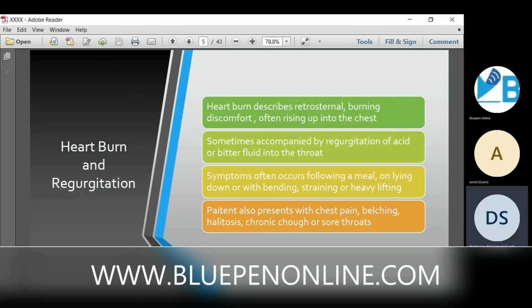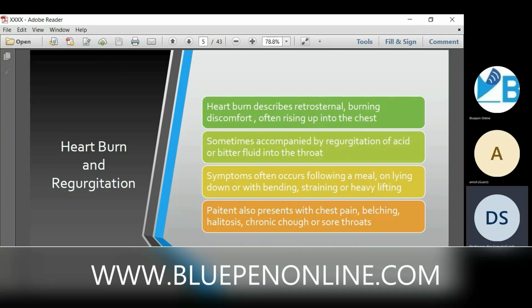Patients also will present along with heartburn with chest pain. There'll be belching. There'll be halitosis. Halitosis is bad smell from the mouth. Okay. So that halitosis is because he'll always be regurgitating the food into the mouth, and that will cause halitosis.